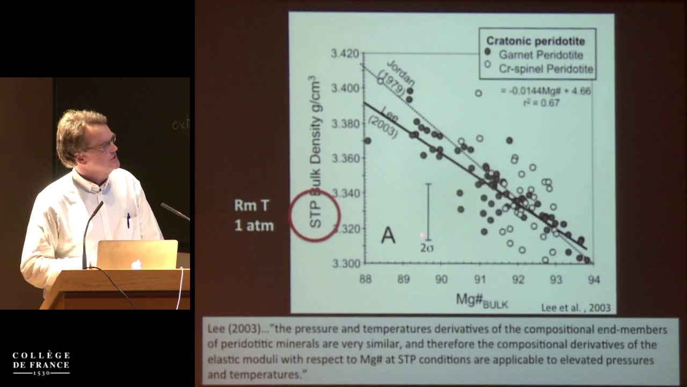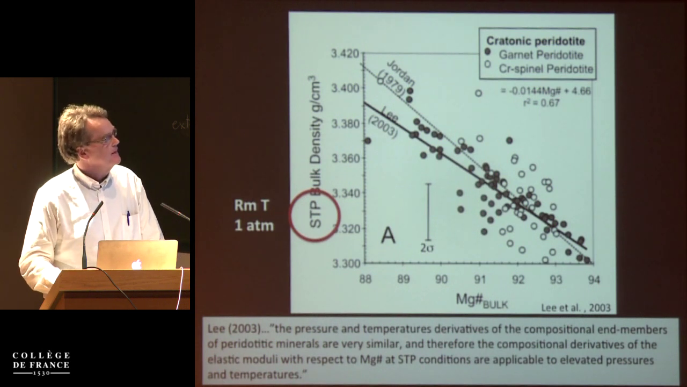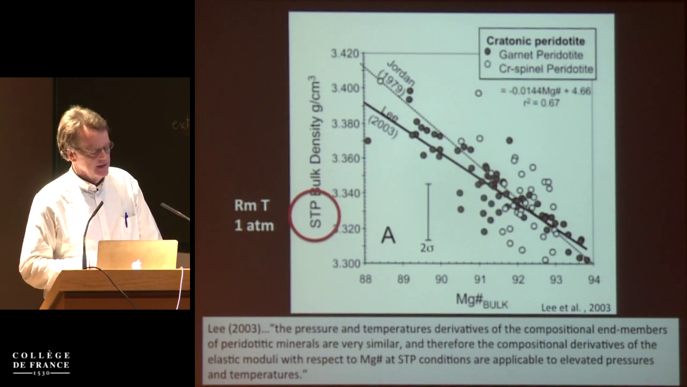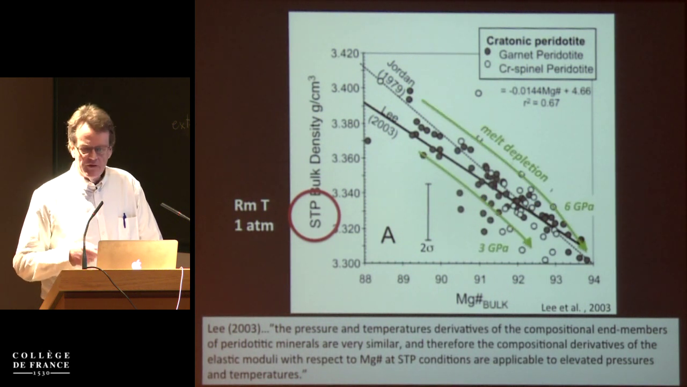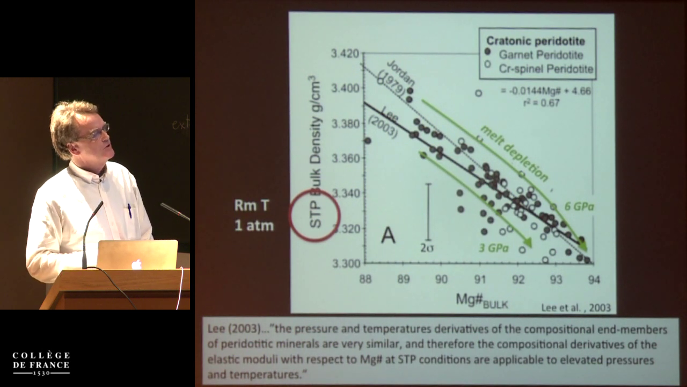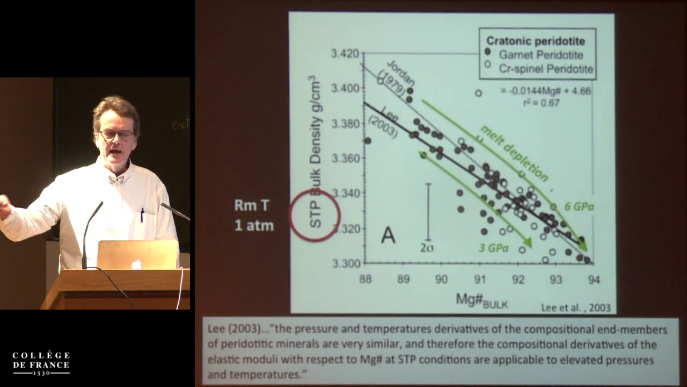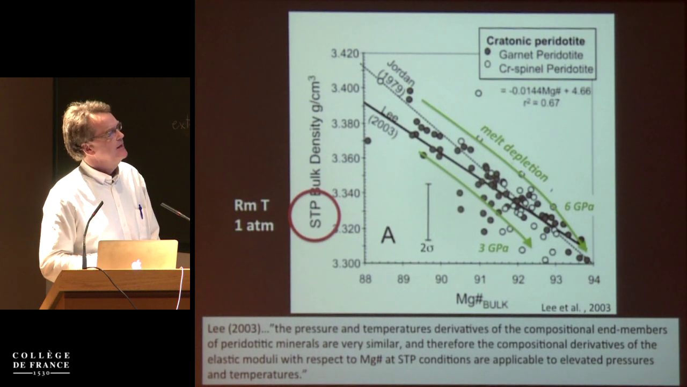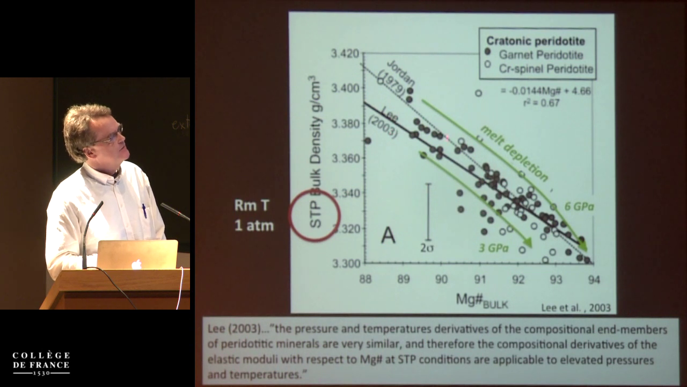And he shows this range of 2 sigma on here, which is considerable given the resolution that you want to have in the densities of these. Now, when you look at that range here, if you were to take the experimental data that we have, say 6 or 3 GPa data, and back calculate what the STP densities would be for those, you would have a trend up here for the 6 GPa and down here for the 3 GPa.